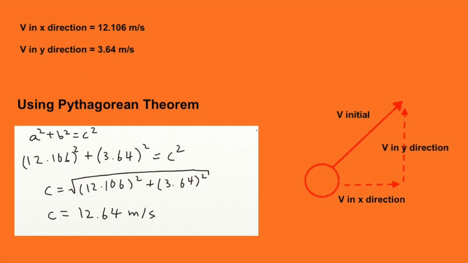That's right. Now that we know the velocity initial in the x direction and the velocity initial in the y direction, which is 12.106 meters per second and 3.64 meters per second respectively, we can use the Pythagorean theorem to find the initial. Because the initial velocity vector is a component of the velocity vector in the x direction and the velocity vector in the y direction, we use a squared plus b squared equals c squared, or namely 12.106 squared plus 3.64 squared, which will equal the velocity initial vector squared, and that gives us 12.64 meters per second as our initial velocity.